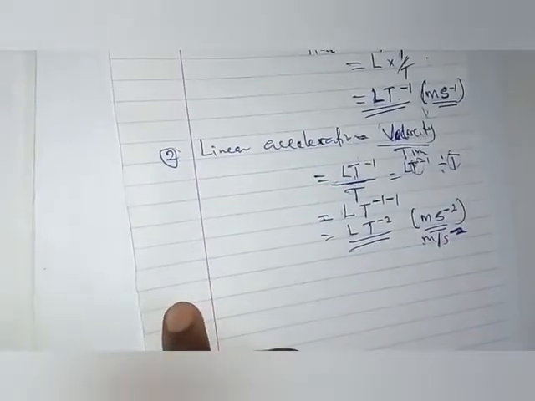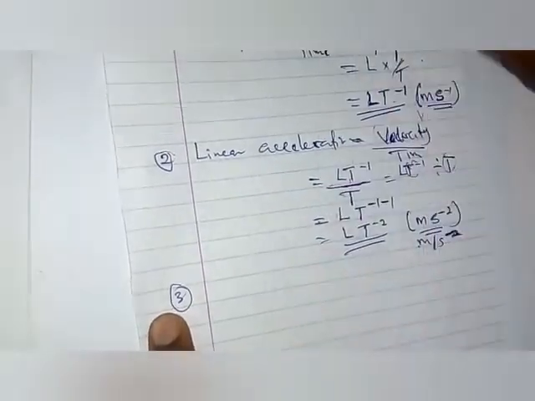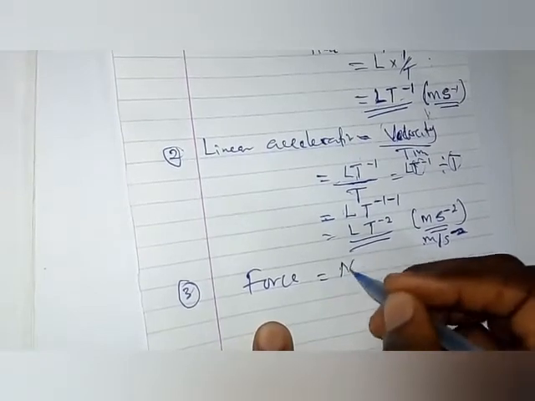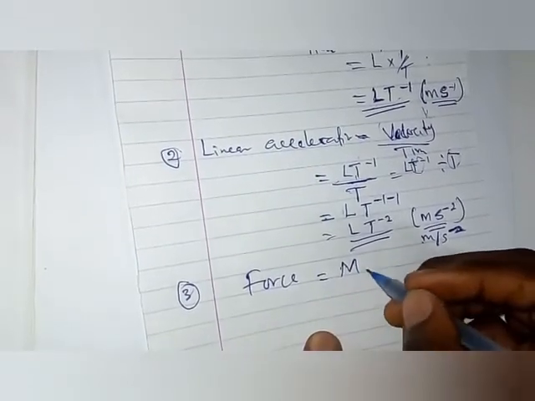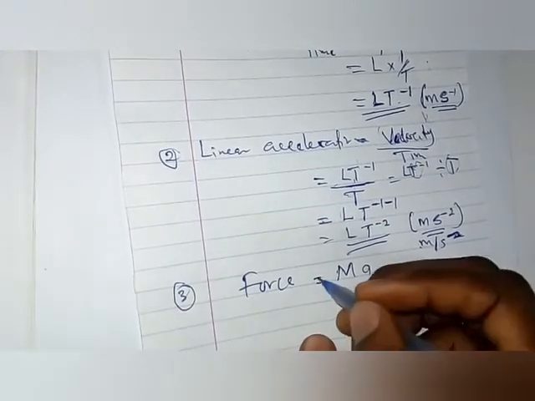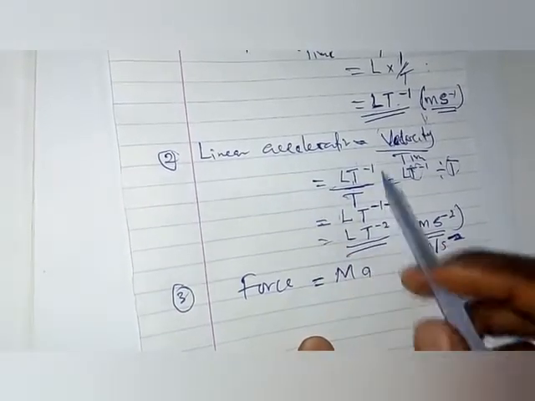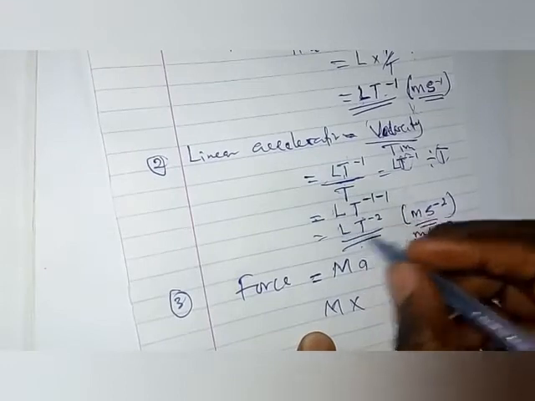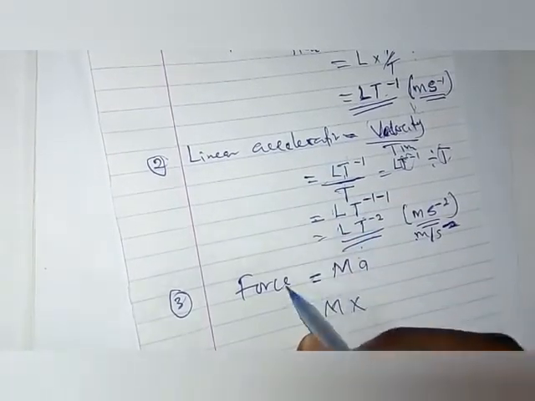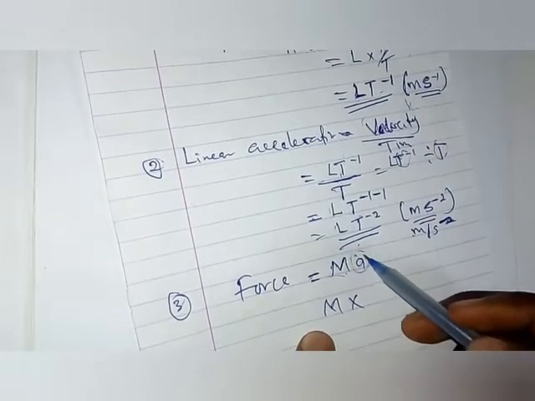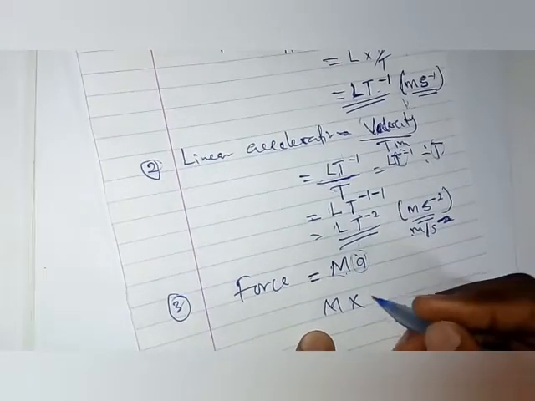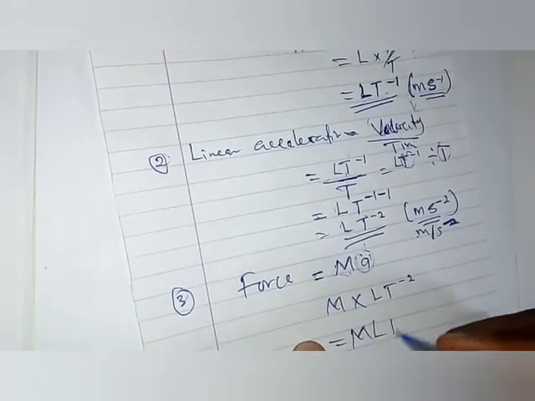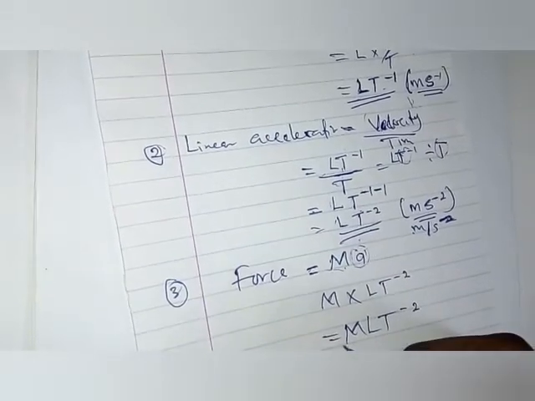So I have my third one as force here. So force is what? It is mass multiplied by the acceleration. Since we have the acceleration as this, just bring your M, then multiply by acceleration. If you didn't know it before and are asked to find it, since you know the dimension of acceleration, just multiply it with M, which is L T raised to the power of minus 2, and you find the answer of M L T raised to the power of minus 2. So that is the dimension for force.